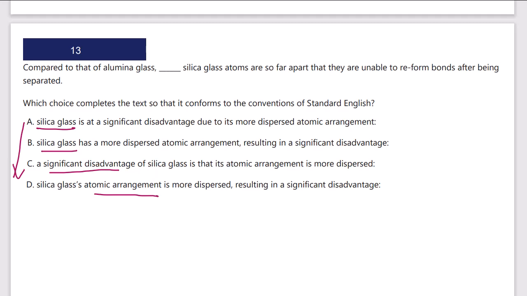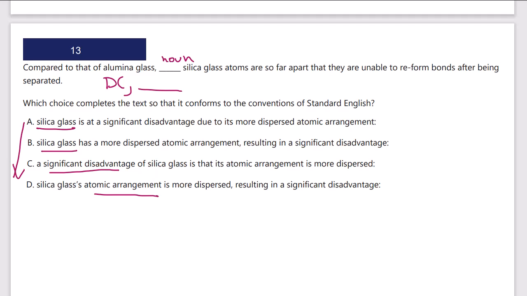That's a past participle dependent clause up front, separated by a comma, and we're missing what will be the noun. We want to know which noun here is modified by the dependent clause before it. Okay, let's check. Compared to that of alumina glass, blank, silica glass atoms are so far apart that they are unable to reform bonds after being separated.